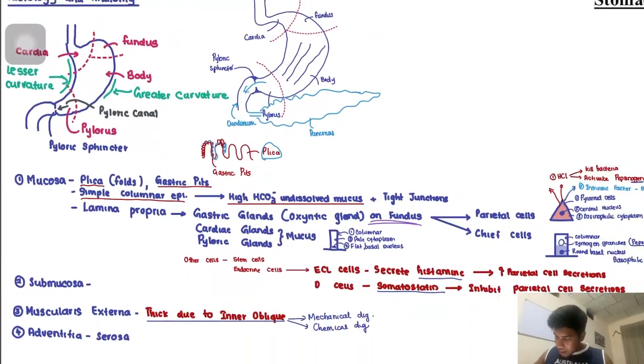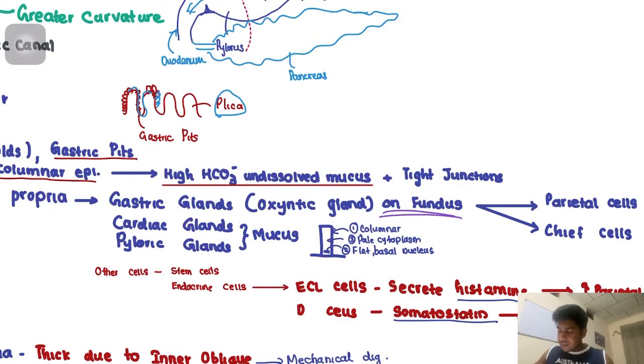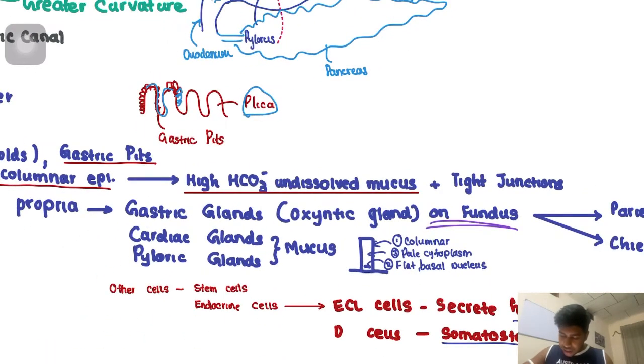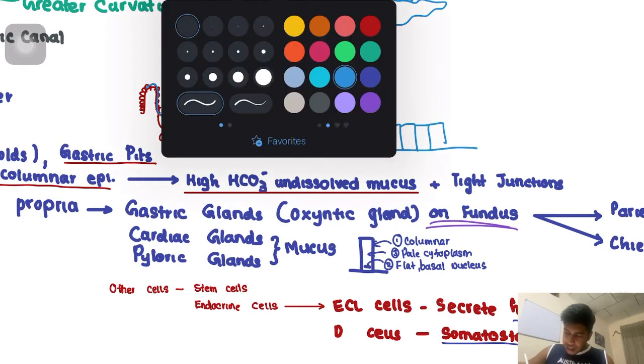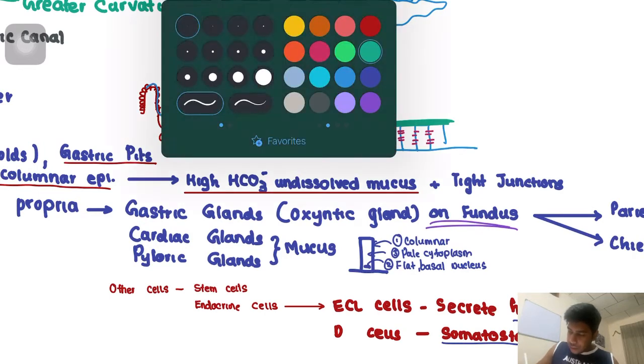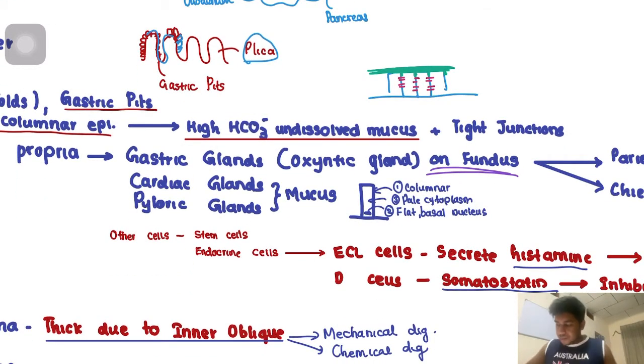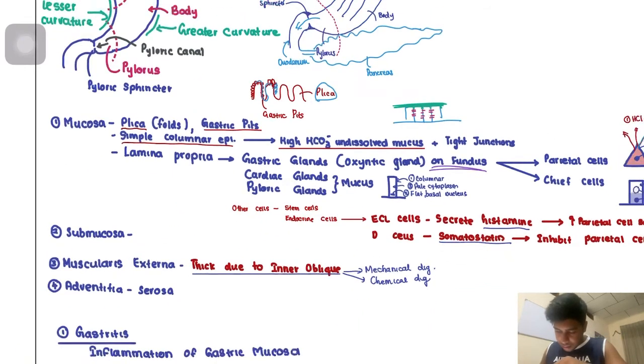So in this case, there's high bicarbonate undissolved mucus and tight junctions. What's the importance of tight junctions? We have two cells, and we have the harmful acid all over here. The tight junctions prevent leakage. This is cell biology. Look, the acid cannot enter into the deeper layers of the mucosa. That is because of the tight junctions, which basically grab onto each cell tightly.